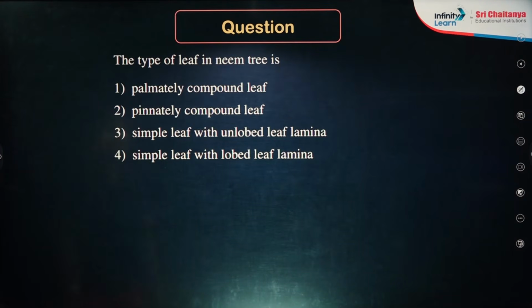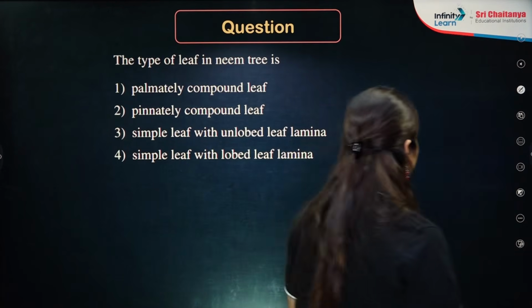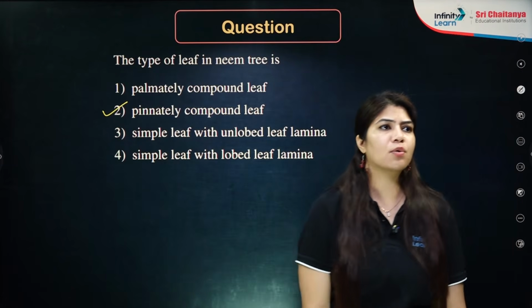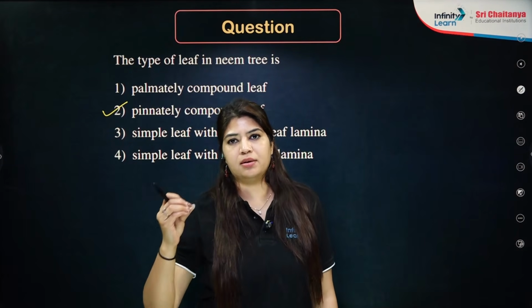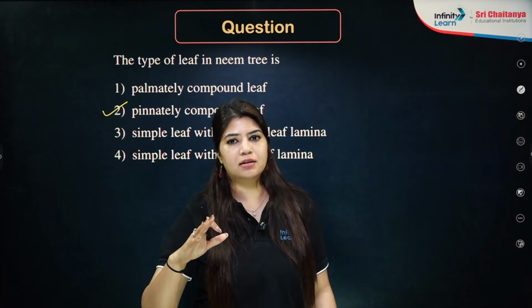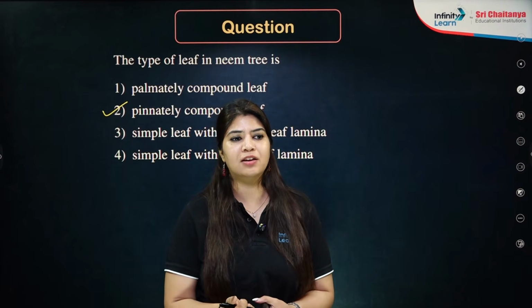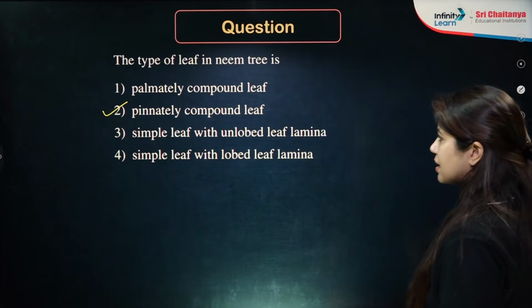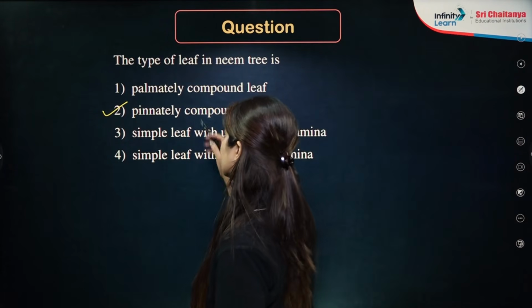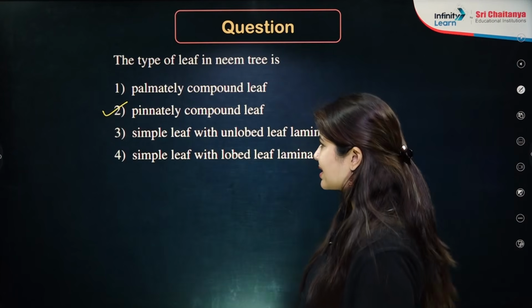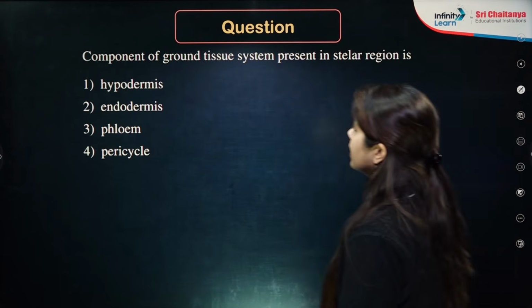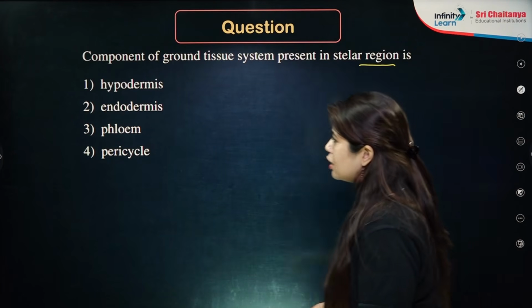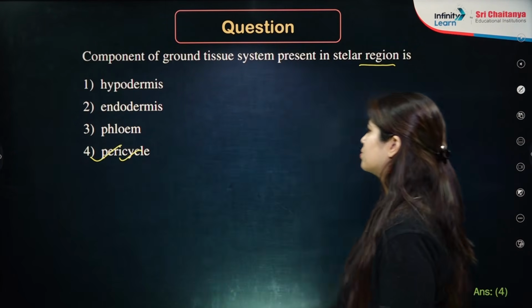Okay, perfect. The type of leaf in neem. In the neem tree, we're gonna find pinnately compound leaf. Okay, pinnately compound leaf wherein on the midrib, we're gonna see that different leaflets are present and all the leaflets are combined together with the help of middle rachis. If they are combined with the help of a common point, we call it palmately. If they are on the common axis, it is pinnately compound. Okay. Component of ground tissue system having stellar. In the stele part, we have pericycle. Answer is option number 4.